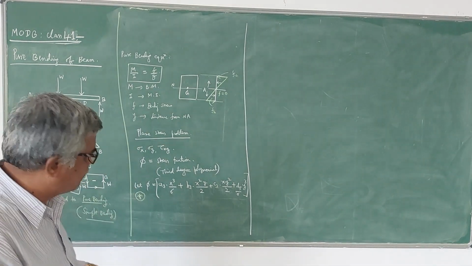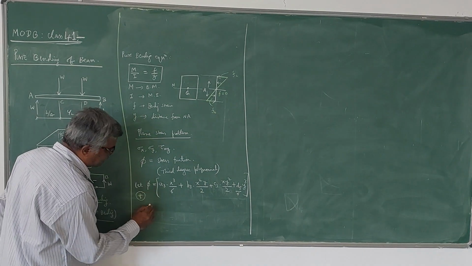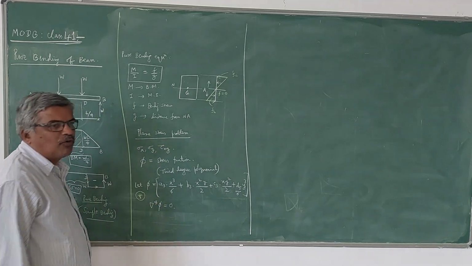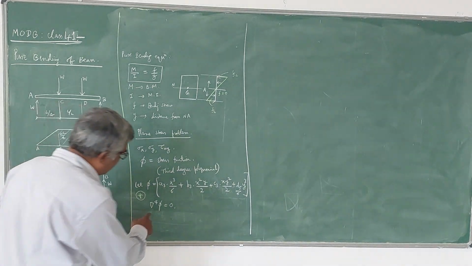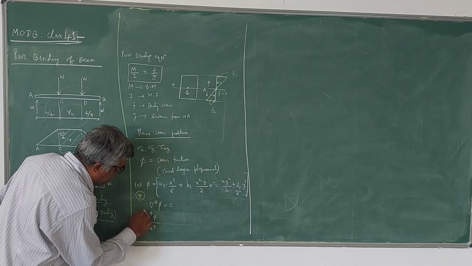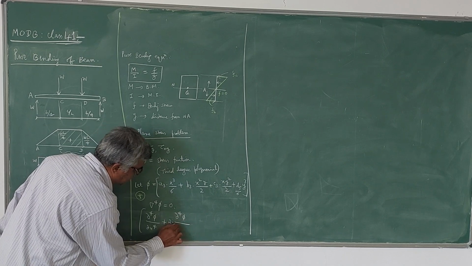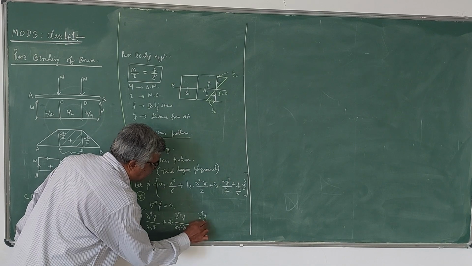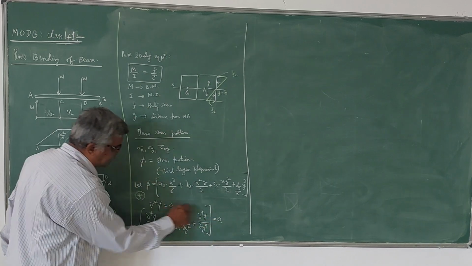Now you have to check whether this is an Airy stress function. For that, this condition should be satisfied: del power 4 phi should be equal to 0. Del power 4 phi means dou power 4 phi by dou x power 4, plus 2 times dou power 4 phi by dou x square dou y square, plus dou power 4 phi by dou y power 4. This should be equal to 0. This is the LHS, and del is the operator.